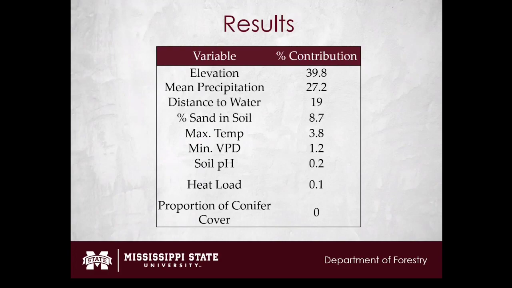What was very surprising to us and kind of contradictory to some findings of my advisor was that the proportion of conifer cover really didn't contribute much to the model. So this is just another way that these MaxEnt models can be used: not only can we create these maps, but we can actually learn something about the habitat and the natural history of these species, where they like to grow, what is the habitat they like to grow in.